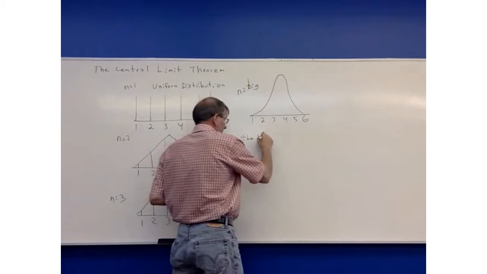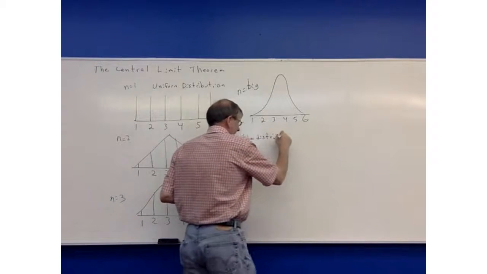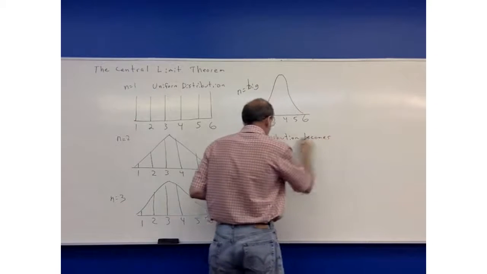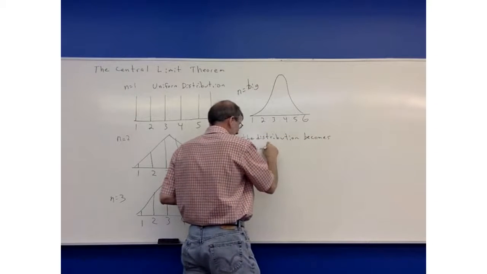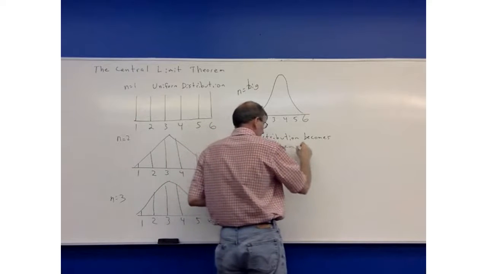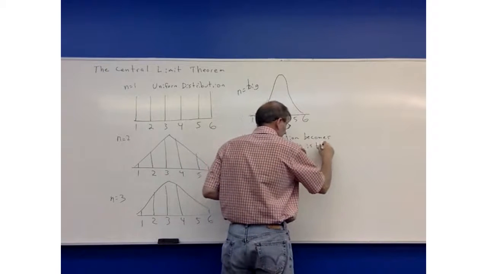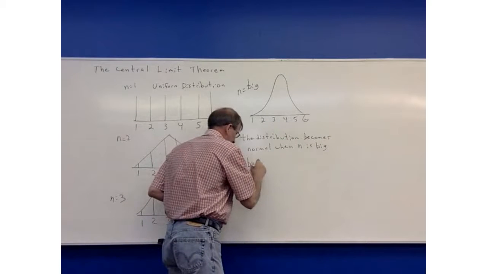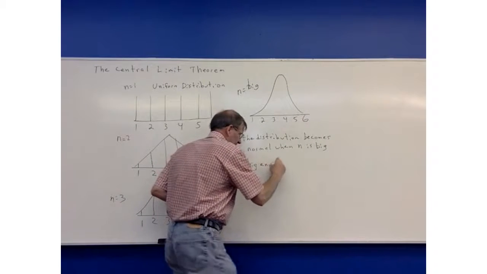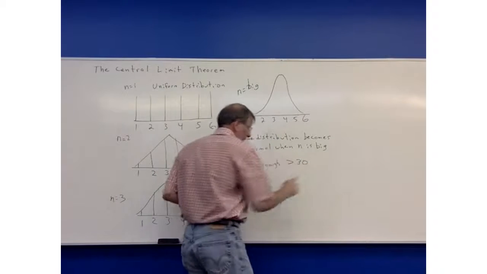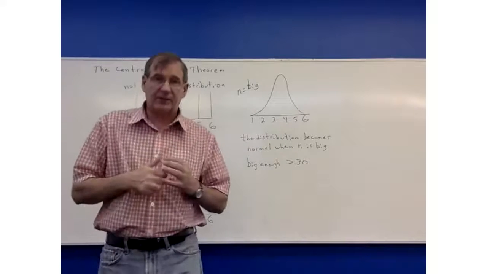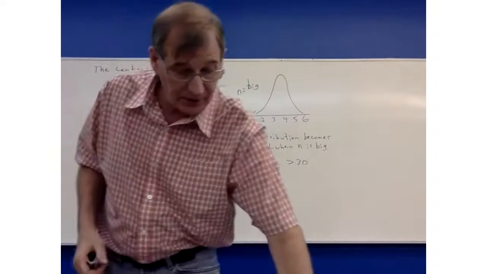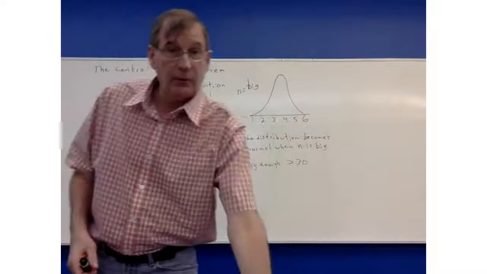The distribution becomes normal when n is big. Now, how big is big enough? Big enough is greater than 30. So when your sample size is bigger than 30, the sampling distribution of all these sample sizes will be normal.